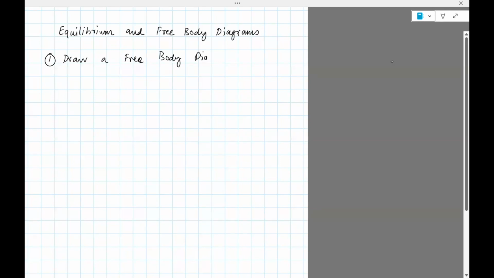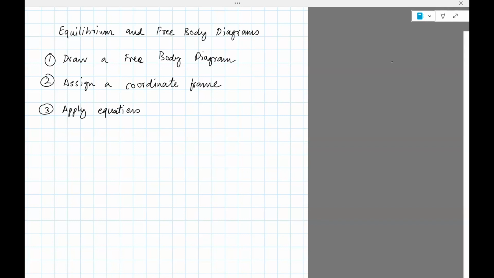This is something you'll understand with an example. The second step is we'll assign a coordinate frame. And the third step is apply equations of static equilibrium.